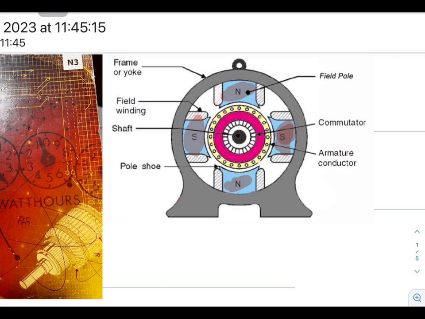And why is that? Because there are certain things that we would like to control with the machine. For example, if our machine is a generator, it's easy to control how much voltage you are generating with an electromagnet instead of a permanent magnet. For example, if the machine is a motor, it's easier to control the speed.